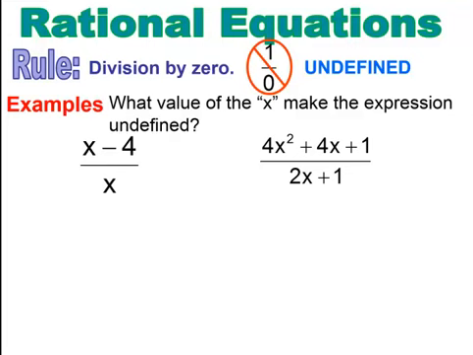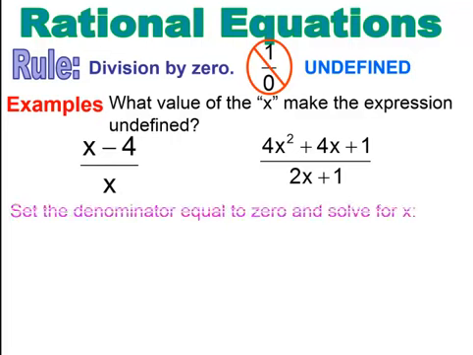Rational equations. When we work with rational equations, you have to remember the rule that you cannot divide by zero. If you end up with zero in the denominator, you end up with an undefined value for x, or the variable. So when you're given a rational expression, you want to find what's going to create a zero in the denominator. And to do that, you're simply going to take whatever the denominator is and set it equal to 0.